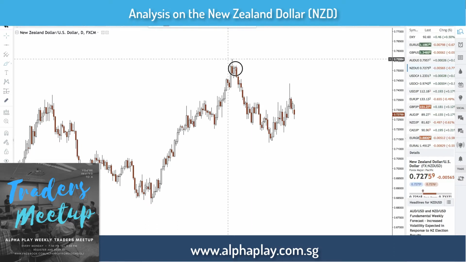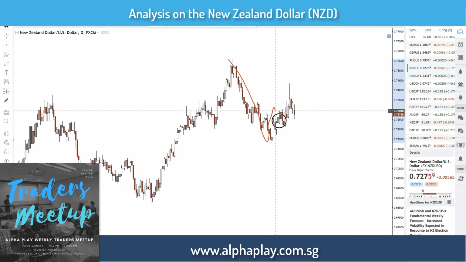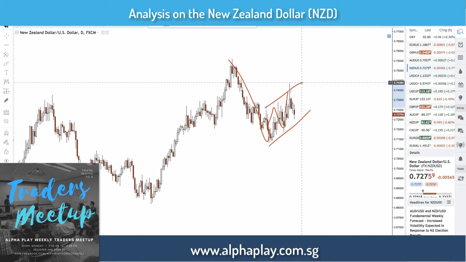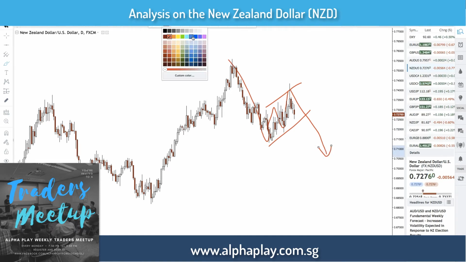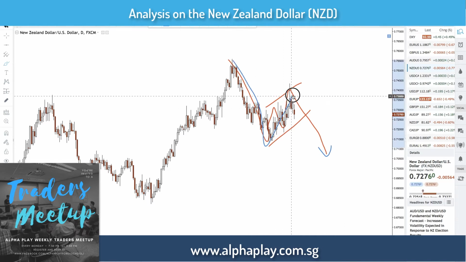This is an impulse move, and then this is your correction. Every time we see this, we expect one more move down, so we expect 3 moves. Let me change color. 1, 2, 3. So this week for New Zealand, especially New Zealand against the US dollar, we'll be expecting a bearish bias on Kiwi.